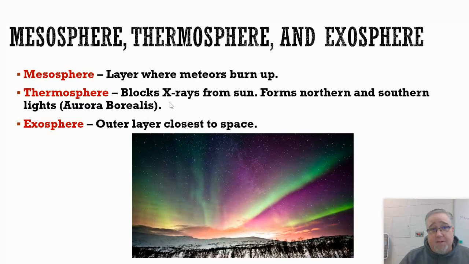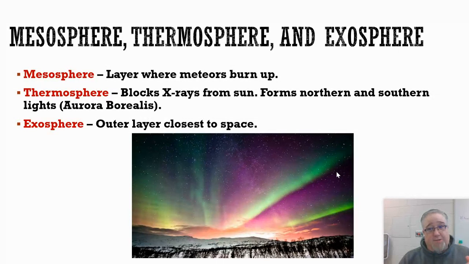The thermosphere blocks X-rays. X-rays are another type of radiation produced by the sun. It also forms the northern and southern lights, called the aurora borealis, which is what this picture is showing you. Maybe you've seen them if you've gone up to the upper regions of Canada or Alaska. It's all because of the X-rays accumulating in the upper regions of the atmosphere. Then we have our exosphere, which is the outer layer closest to space. So just know the order, maybe know these things, and that's about it.